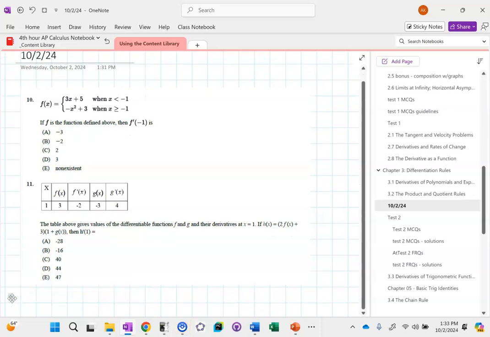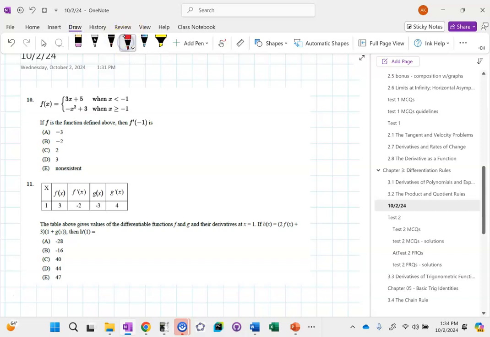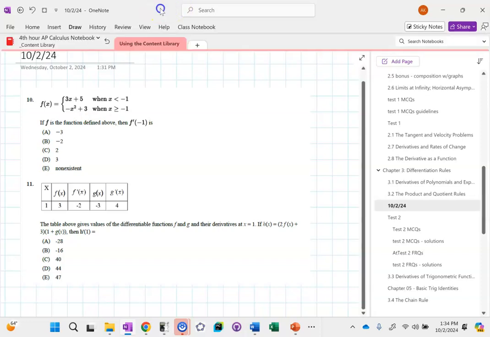All right. So this is what we're looking at, right, Michael? So for 10, it says f of x equals, and it's some piecewise function. If f is the function defined above, then f prime of -1 is some of our choices, right? So this is a two-part, what I want to do on this. One, I want to make sure that the derivative exists. And then if it does, then I'm going to look for f prime of -1.